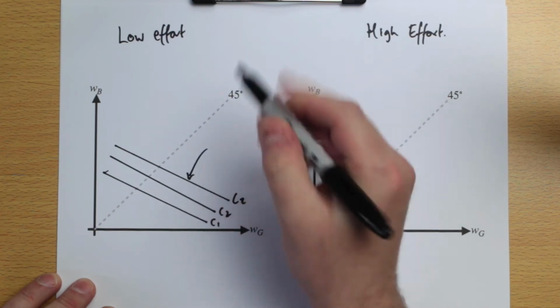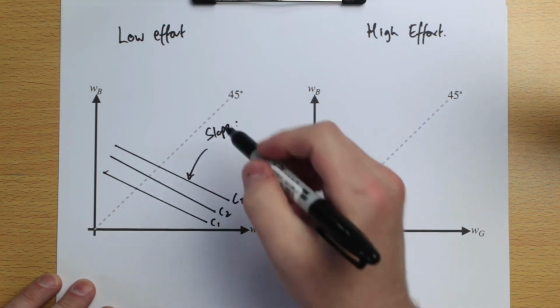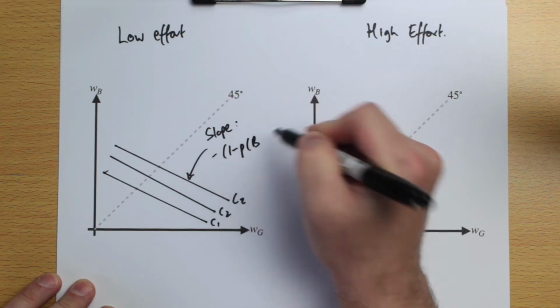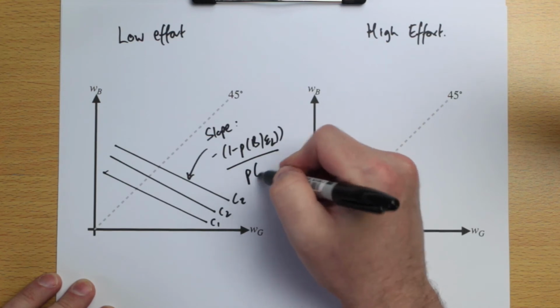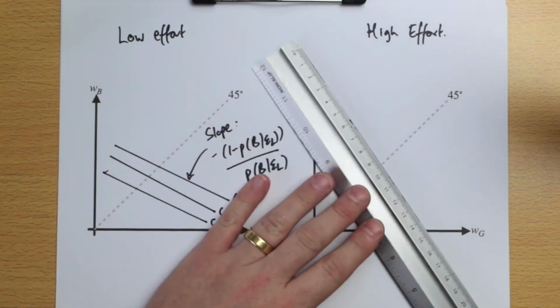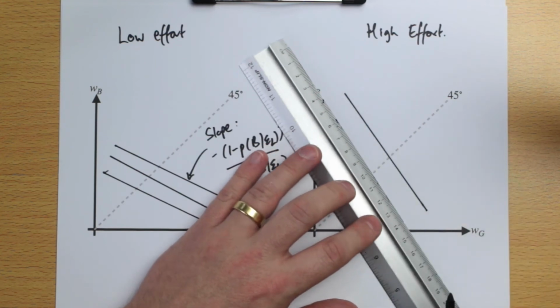And the slope of this line is based on low effort. So it's 1 minus P, the probability of the bad state conditional on low effort, divided by the probability of the bad state conditional on low effort. So that would be the slope of isocosts when we know that our employee is putting in low effort, or when we can assume he's putting in low effort. And under high effort, these are going to be steeper, so these are quite flat. So let's draw some steeper isocurves over here, perhaps something like this.